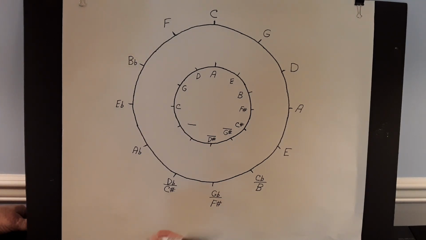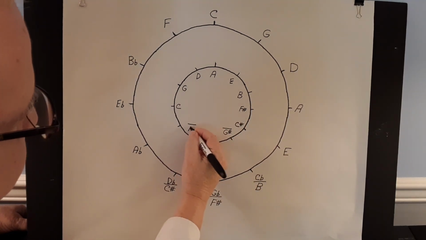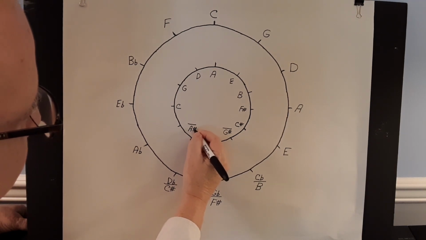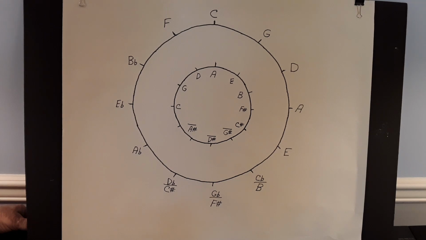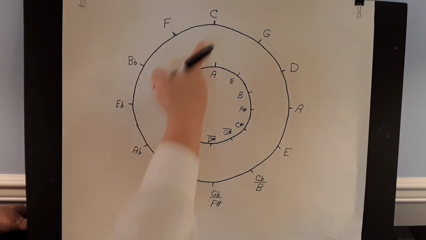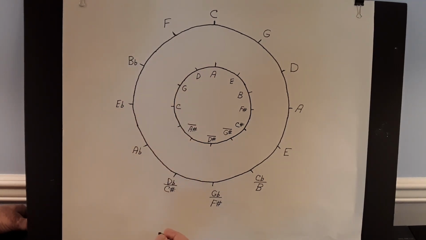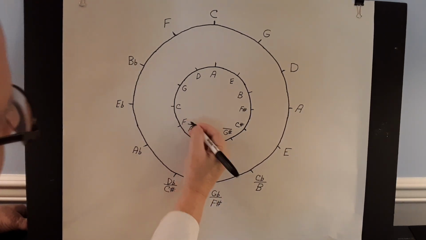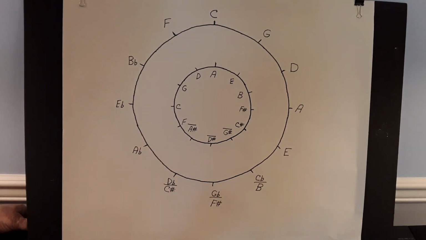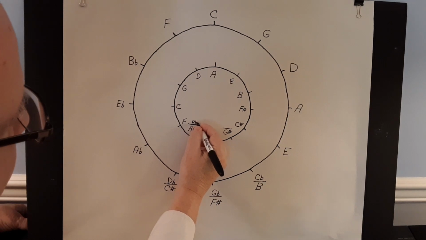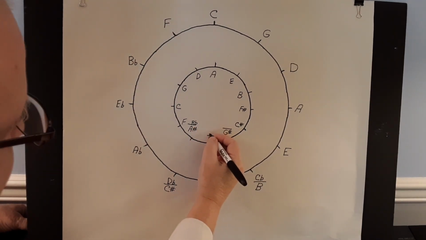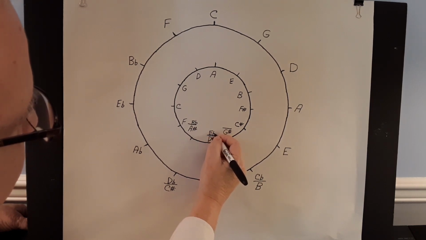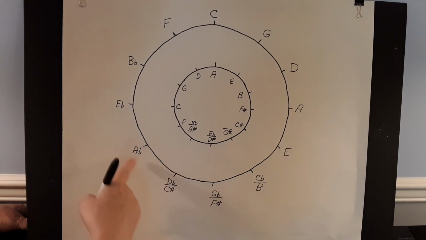And then finally, the next, a fifth interval up from D sharp is A sharp. And if we go counterclockwise, at the 8 o'clock position is an F. And at the 7 o'clock position is B flat. At the 6 o'clock position is E flat. And at the 5 o'clock position is A flat.